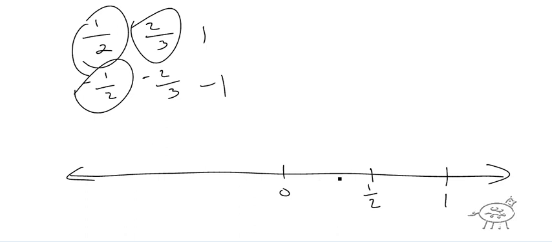And 2/3, well, if I just kind of mark it here, isn't this about 1/3 here, and this about 2/3 right here? So 2/3 is a little bit more than 1/2. And that's where these points would be plotted then. Here's 1/2, here's 2/3, and here's 1.